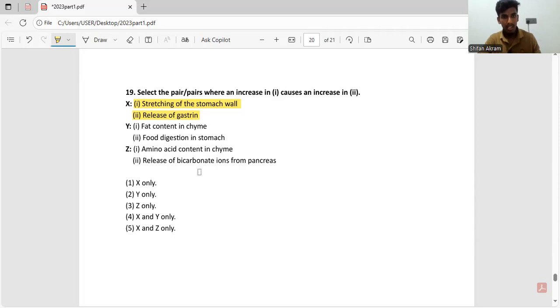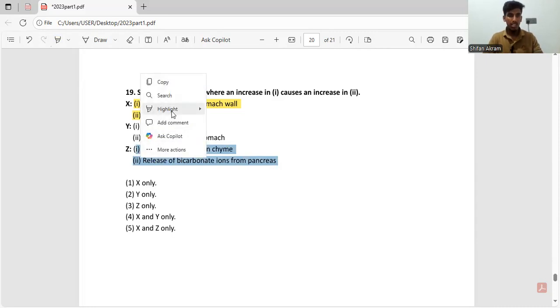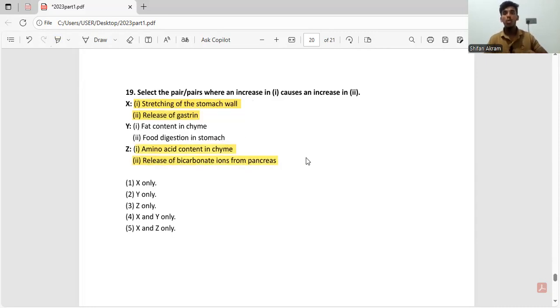So this statement is also correct, because the amino acid is present in the chyme. This causes the secretion of hormones secretin and chymotrypsin. Secretin causes the release of bicarbonate from the pancreas. Now why does this happen? Because in the stomach hydrochloric acid was released, so the chyme is acidic. So the bicarbonate ions can neutralize this acidic chyme. So Z statement is also correct.